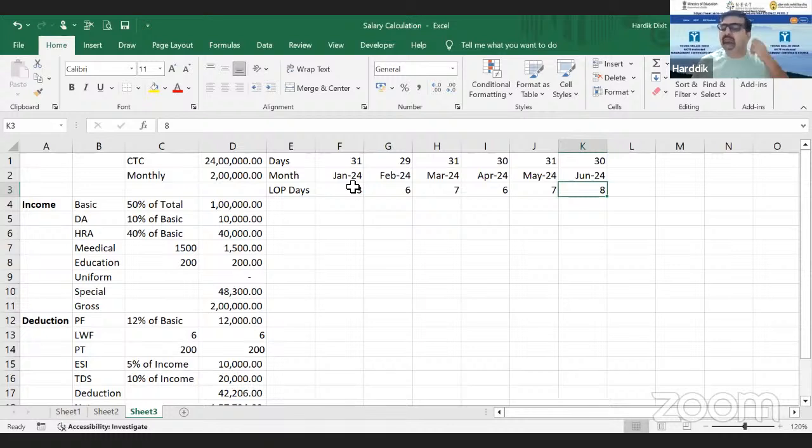So for any given employee, I'm just taking one case as of now to make it more clear. Now you tell me, in the month of January, he or she has 3 absent. So what would be the earning? कितना पैसा मिलेगा?